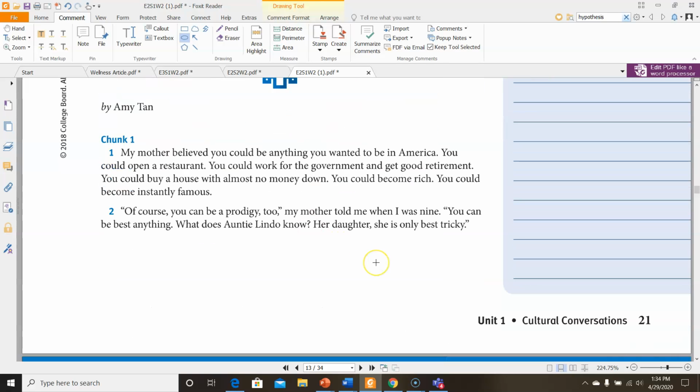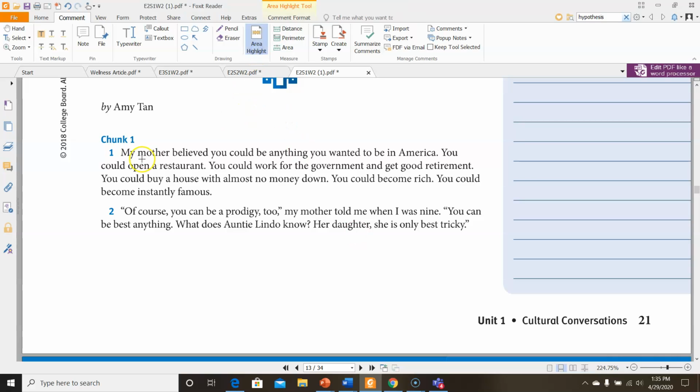My mother believed you could be anything you wanted to be in America. You could open a restaurant. You could work for the government and get good retirement. You could buy a house with almost no money down. You could become rich. You could become instantly famous.